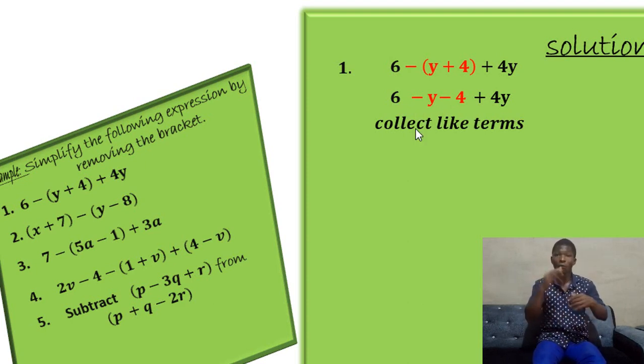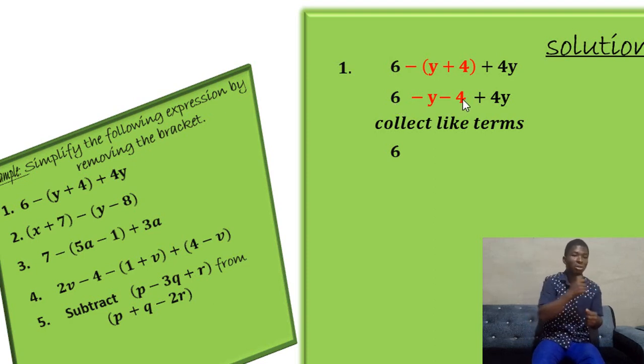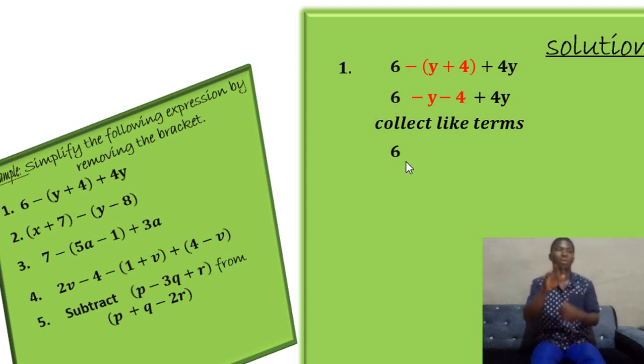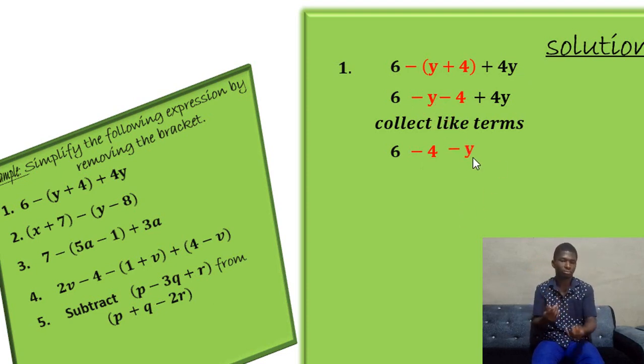So working on those like terms, I'm writing 6. The like term with 6 is the minus 4, because 6 doesn't have y and 4 doesn't have y. So let me bring 4 straight to come and meet 6 here. That's the collection of my like terms. I believe you can see that movement. So this minus 4 comes down here to meet 6. Then this negative y comes in this direction, then this plus 4 comes down. That's how to collect like terms.